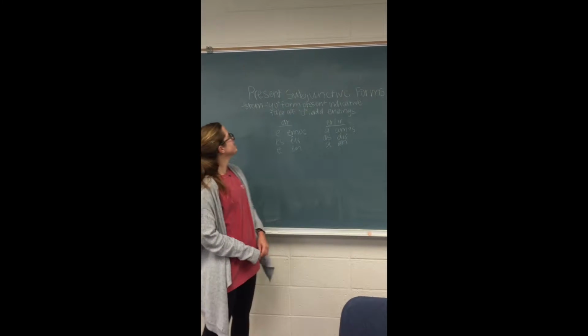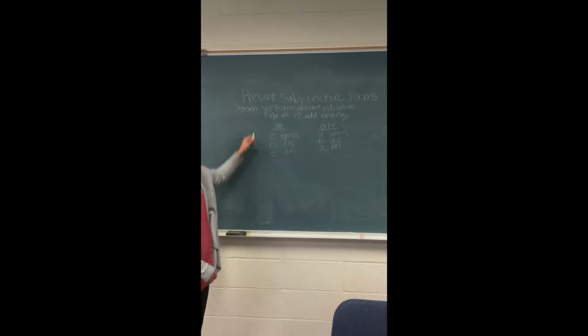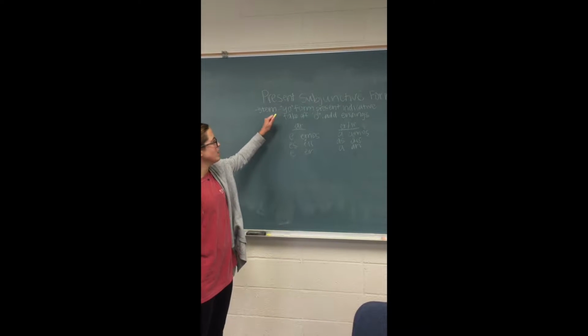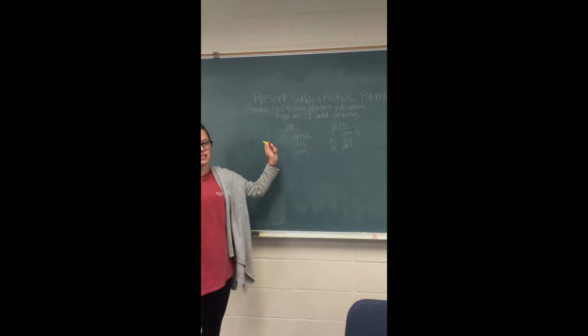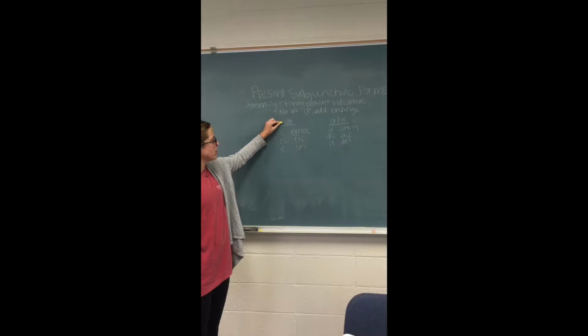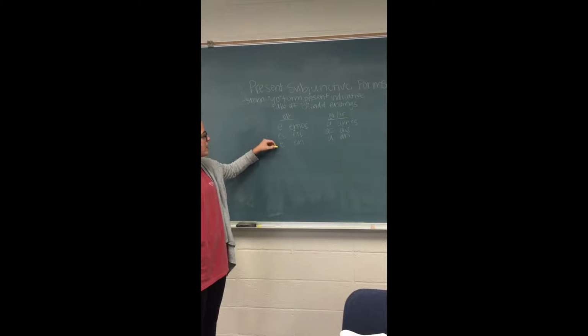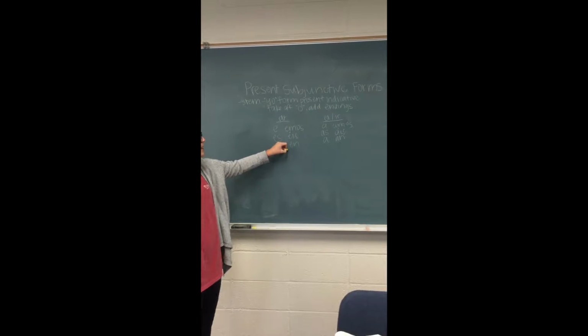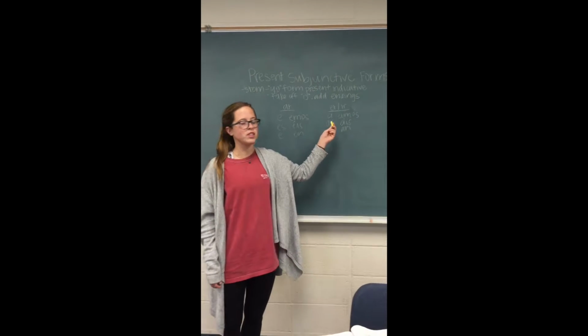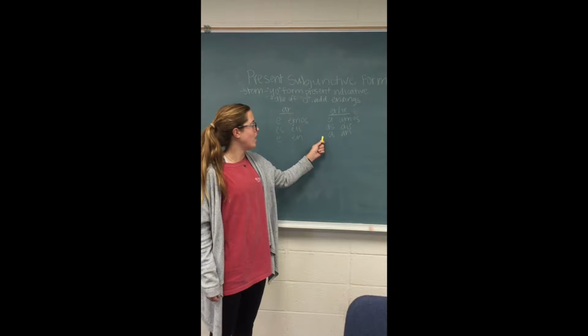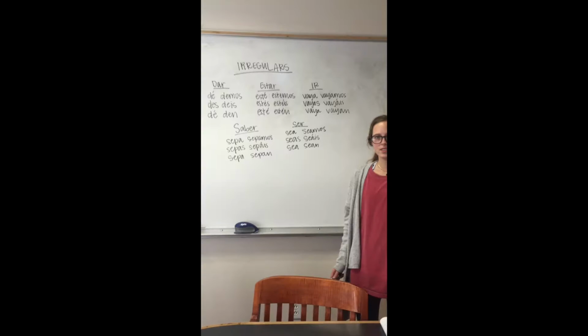To form the present subjunctive, we're going to take the yo form of the present indicative. You'll take off the O and add these endings. So for AR verbs, you add e, es, e, emos, en. And then for ER and IR verbs, you add a, as, a, amos, an.